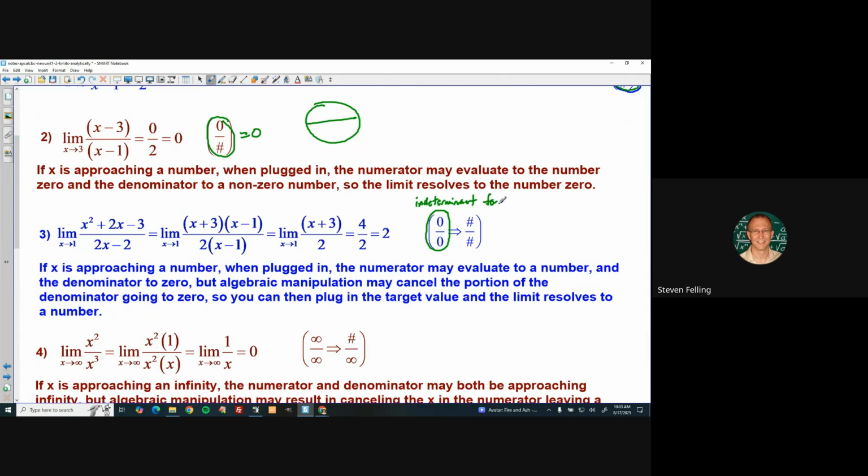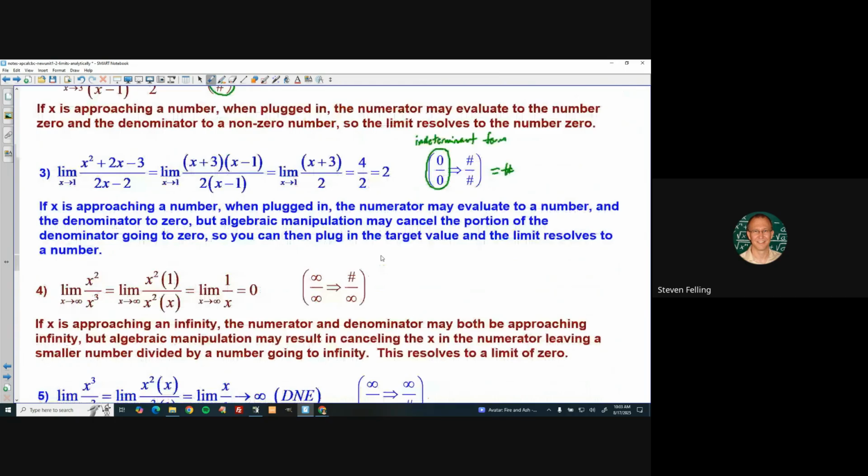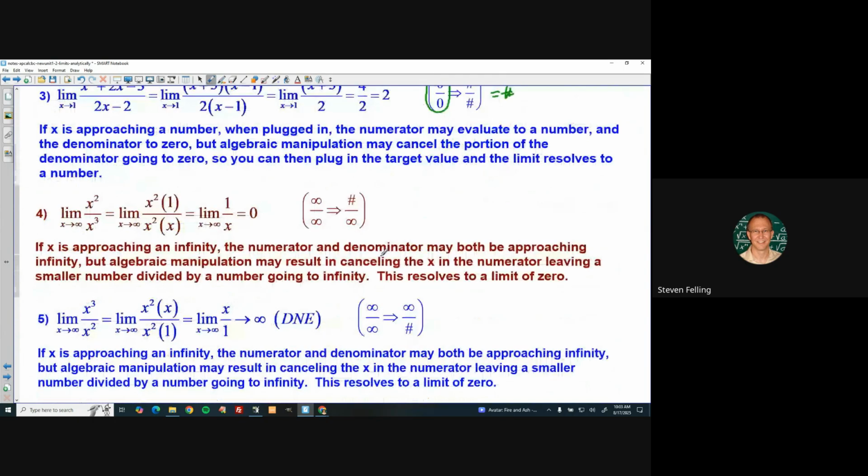And the reason why is because it can resolve to different sorts of structures. In this case, this limit resolves to a number over a number, and therefore resolves to a number. So an indeterminate form of 0 over 0 could become a number, right? And trying to factor or algebraically change the structure so you can plug in is the way to figure out that number.